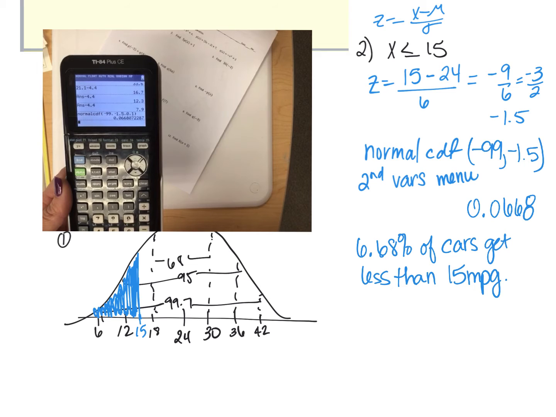We need to say at the end, I want your answers in a sentence. 6.68% of cars get less than 15 miles per gallon. That's what I answered, right?